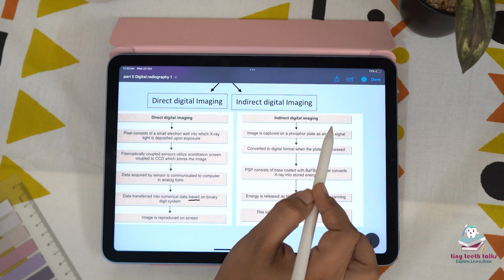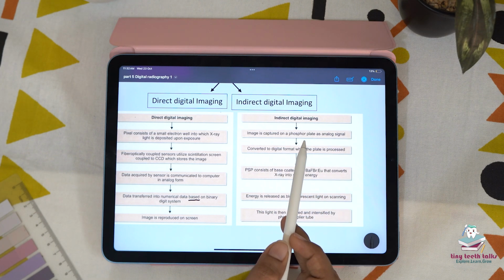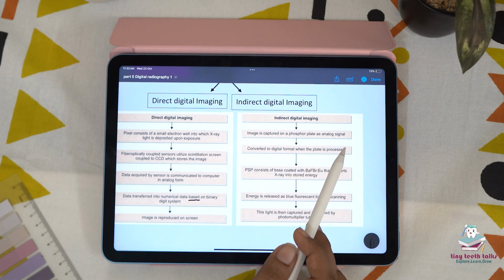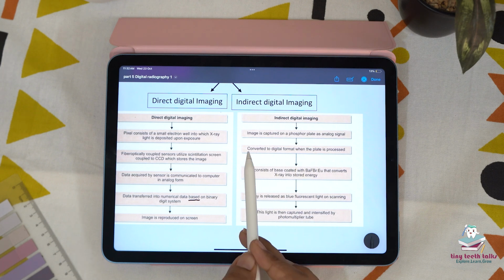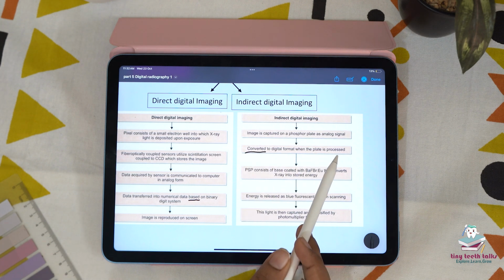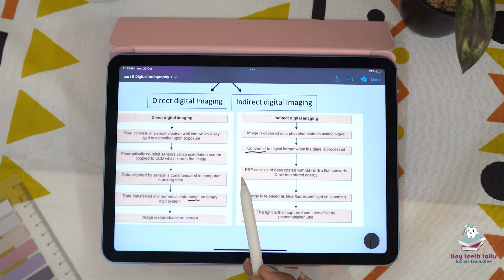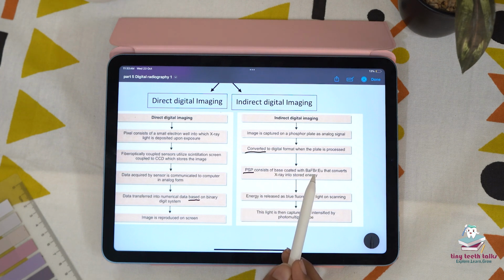Coming to indirect digital imaging. The image is captured on a phosphor plate as an analog signal. We have already seen that this is a continuous form, which is then converted to digital format when the plate is processed. This plate is the photostimulable phosphor plate. These plates consist of a base coated with BaFBr:Eu that converts the X-ray into stored energy. Means photostimulable phosphor plates are digital radiography detectors, with a base coated with barium fluorobromide doped with europium. This coating material is sensitive to X-rays.